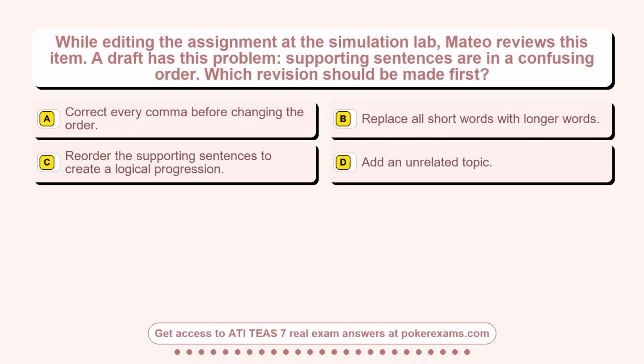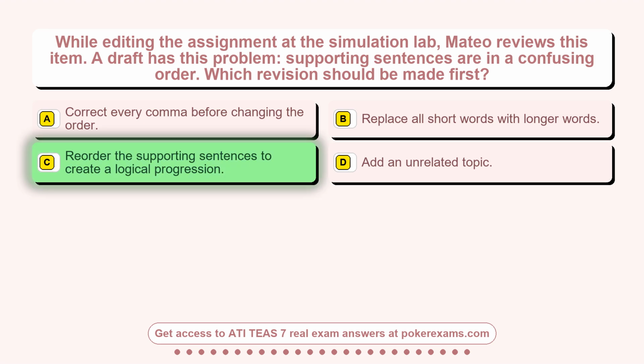Question 17. While editing the assignment at the simulation lab, Mateo reviews this item. A draft has this problem: supporting sentences are in a confusing order. Which revision should be made first? Option A. Correct every comma before changing the order. Option B. Replace all short words with longer words. Option C. Reorder the supporting sentences to create a logical progression. Option D. Add an unrelated topic. The correct answer is option C.